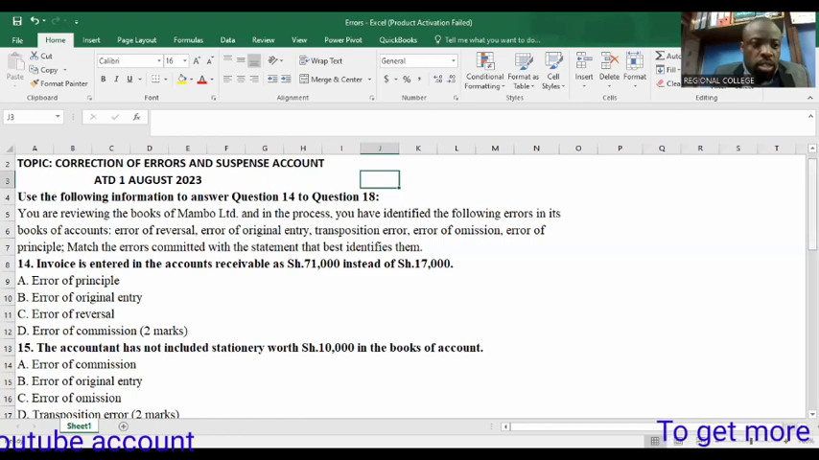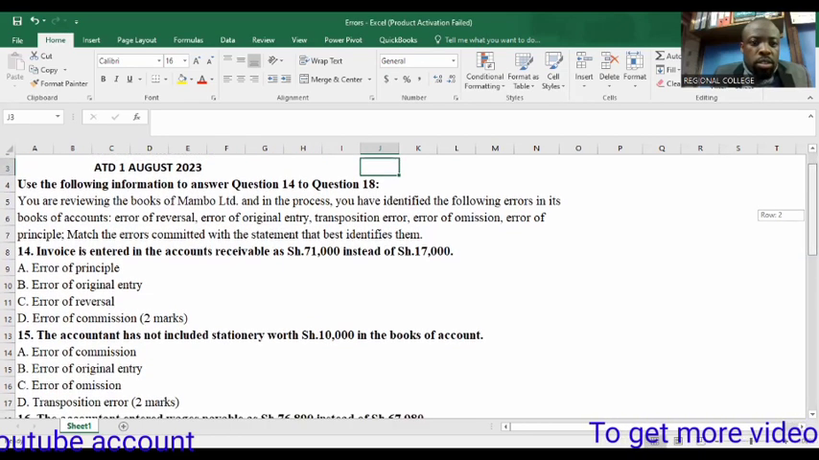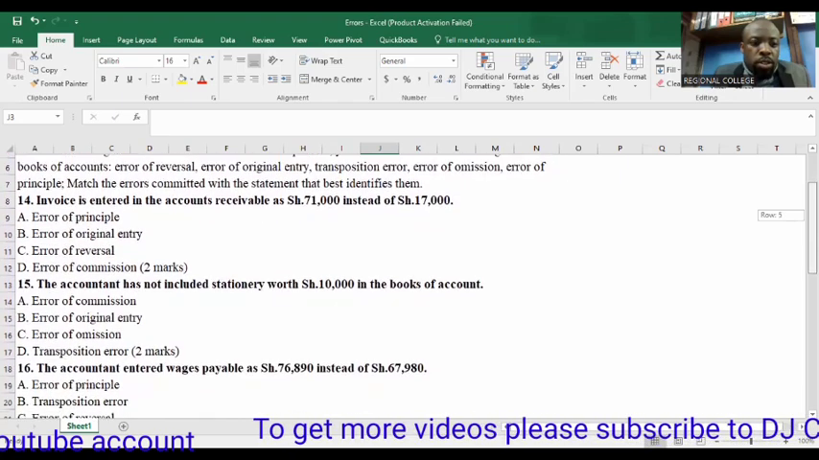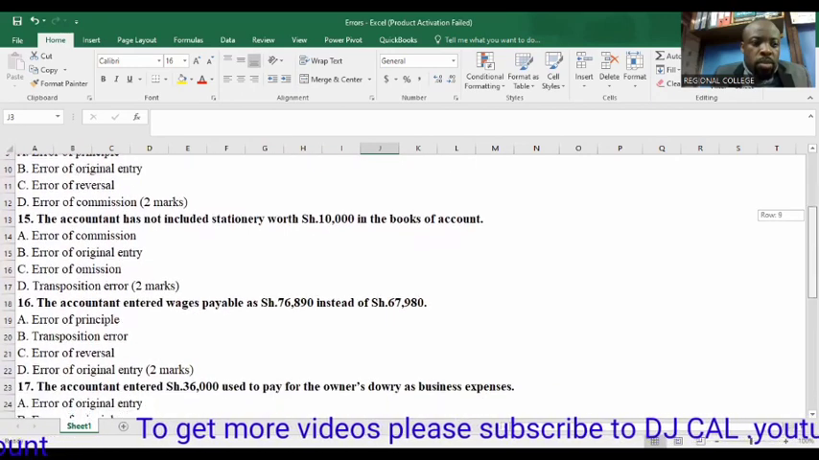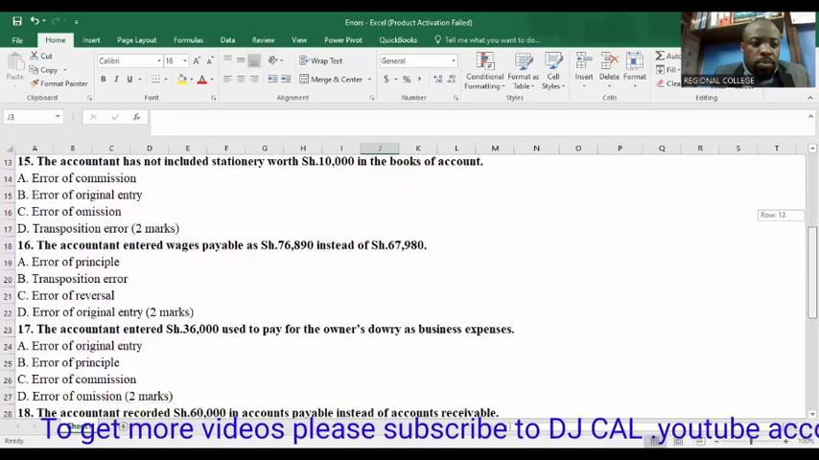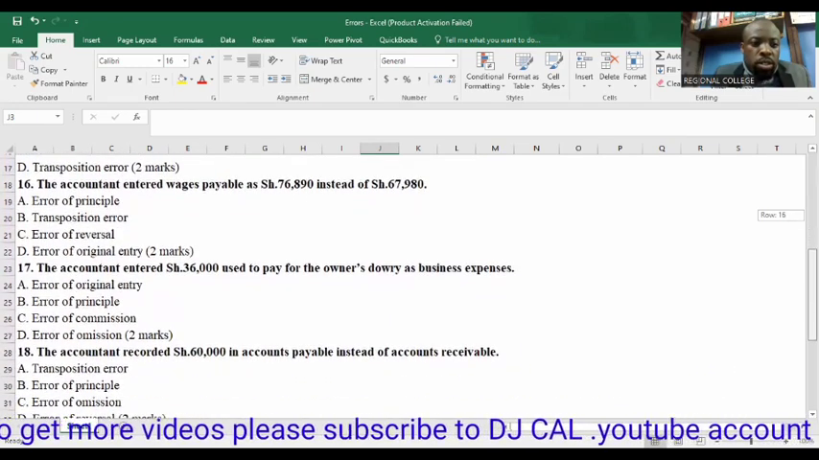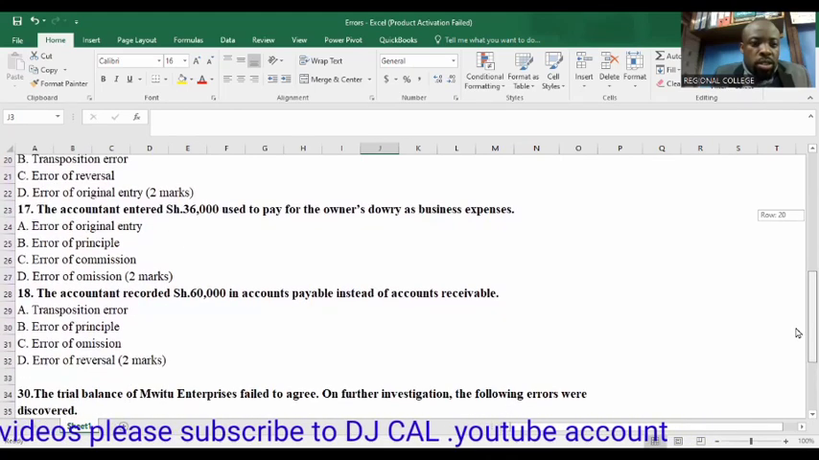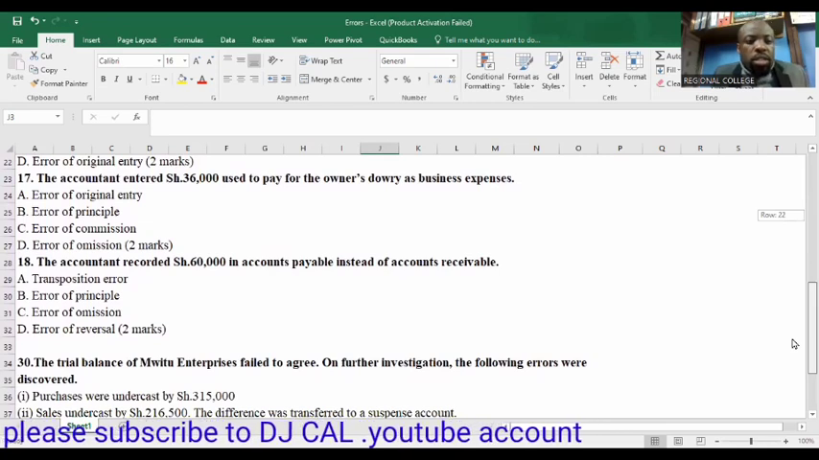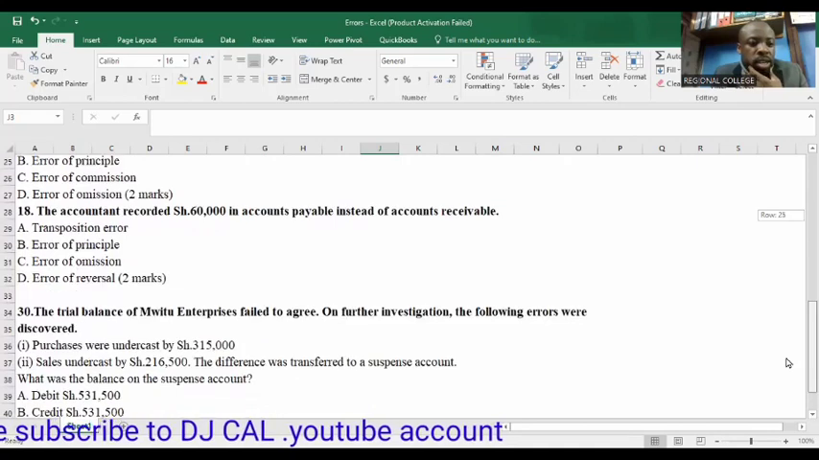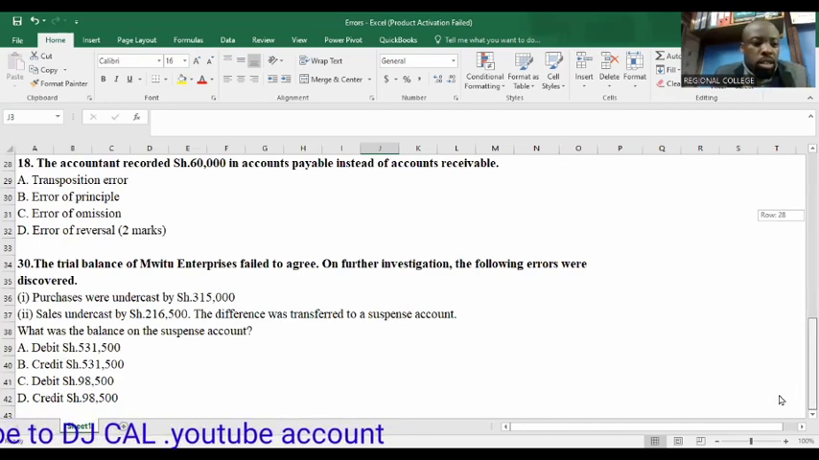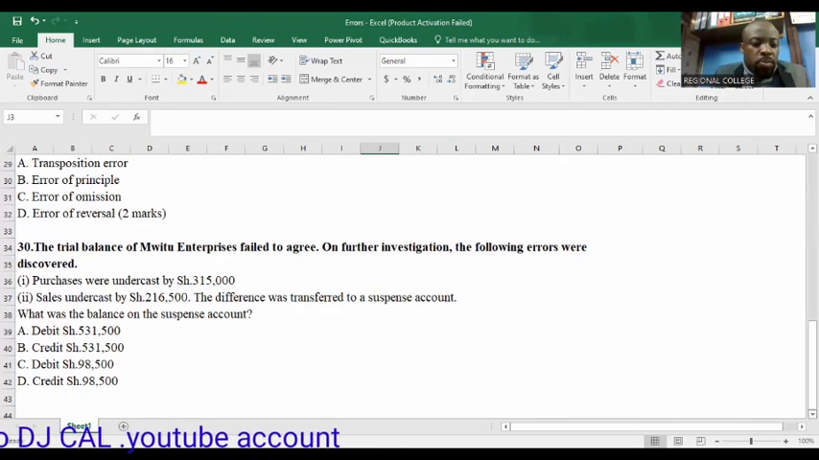Question 14, an invoice is entered in the accounts receivables, and those are the figures given and the choices to select. Question 15 also has certain information and choices to select. Question 16, the same. Question 17, again we have the question and the answers, so you have to select which one for A, B, C, D. Question 18, the accountant recorded 60, then you're given the answers and you have to choose the correct one. Then we have the last one. The trial balance of Mutual Enterprise failed to agree. On further investigation, the following errors were discovered. You're given two pieces of information there, and you have been asked to calculate something so that you can get which answer is the one to be recorded.